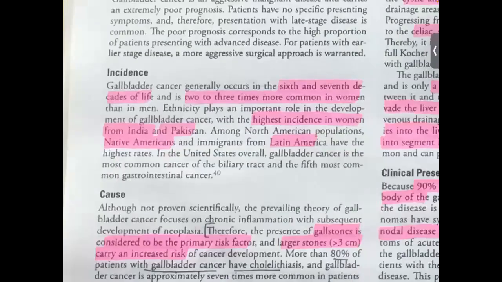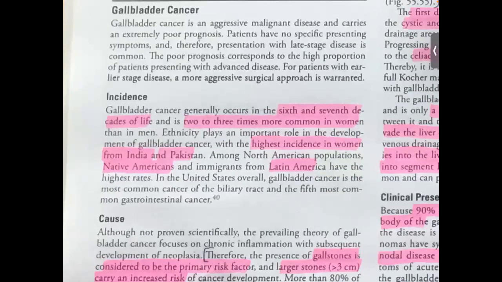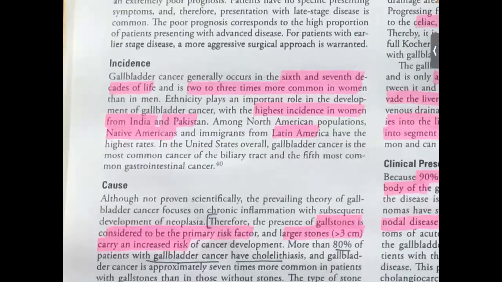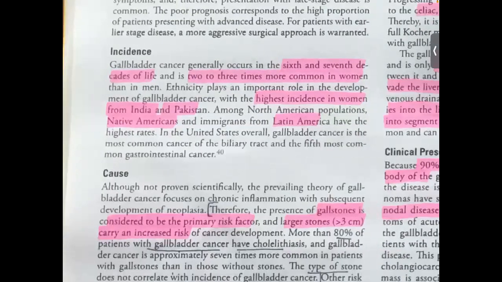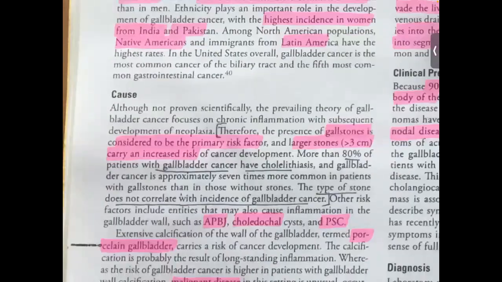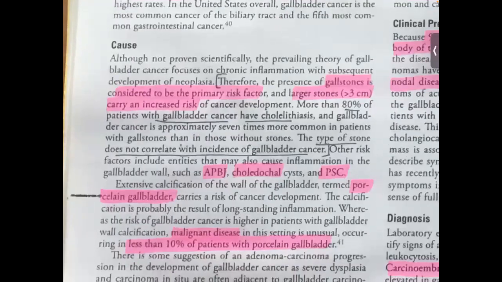Incidence of gallbladder cancer. Gallbladder cancer generally occurs in the 6th and 7th decade of life, and is 2 to 3 times more common in women. It is more common in women in India and Pakistan, and also in Latin America and Native American immigrants from Latin America. Next we will see all the risk factors.